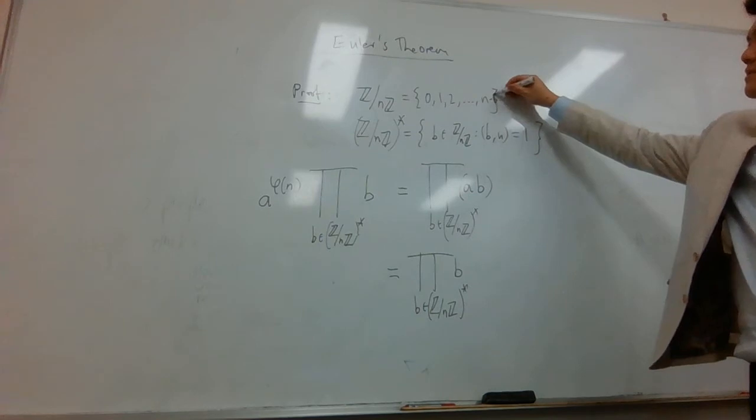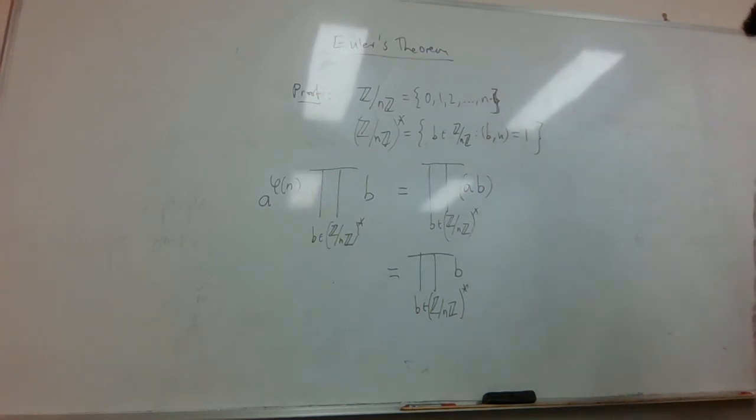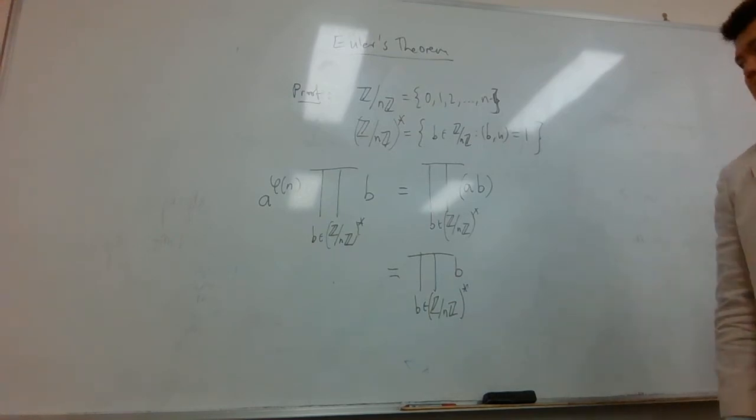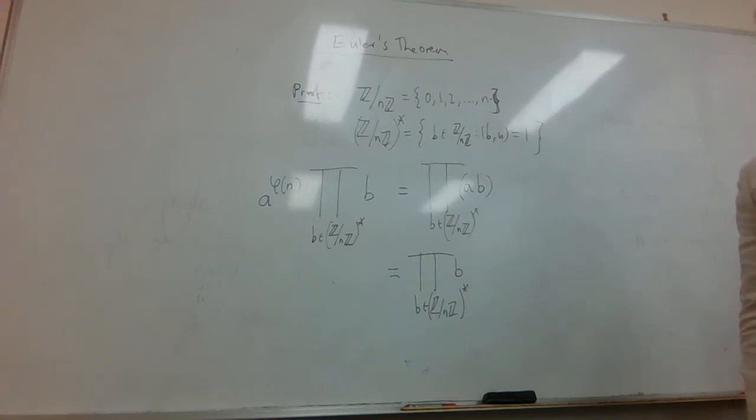Yeah, so we're considering these sets as modular arithmetic sets. So that just has n minus 1 numbers. Yeah. Okay. Wait, so there'll be duplicates in the second set? No, there won't be any duplicates.